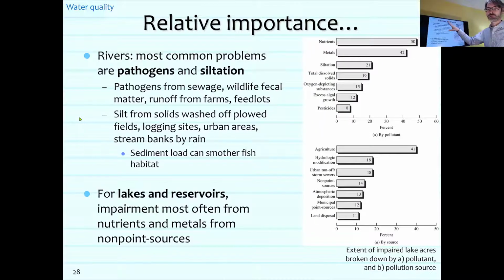So as you saw in the previous slide, in rivers, the most common problems are pathogens and siltation. The pathogens come from sewage, wildlife fecal matter, runoff from farms and feedlots, and the silt comes from solids that are washed off plowed fields, logging sites, urban areas, and stream banks by rain. And the problem with the silt is that the sediment load can smother fish habitat and aquatic plants and so on.